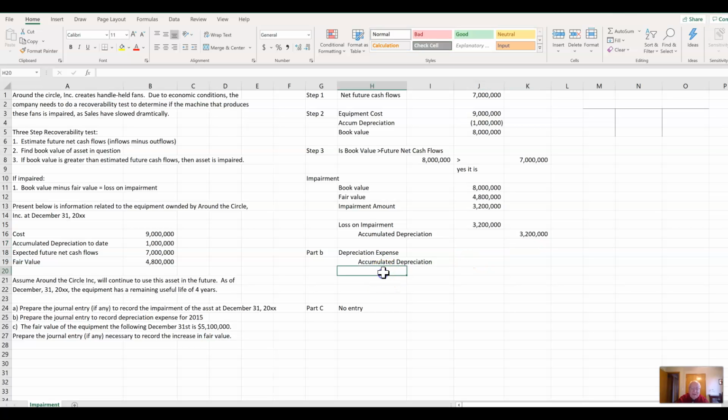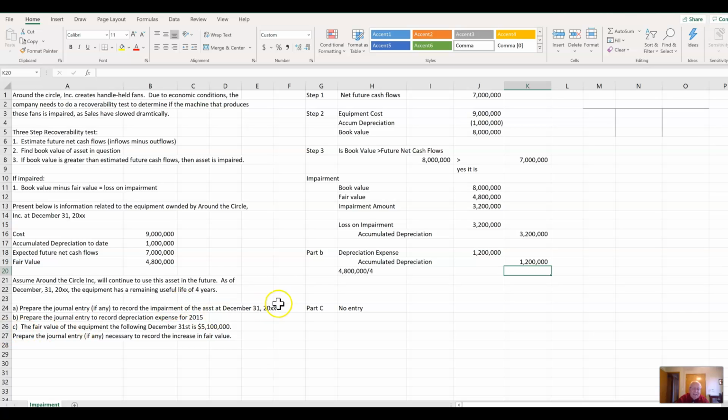Now for part B, it wants the depreciation. Well, we now have 4 million. So let's do 4,800,000 divided by 4, because we have 4 years left. So we would have 1,200,000 is our depreciation.